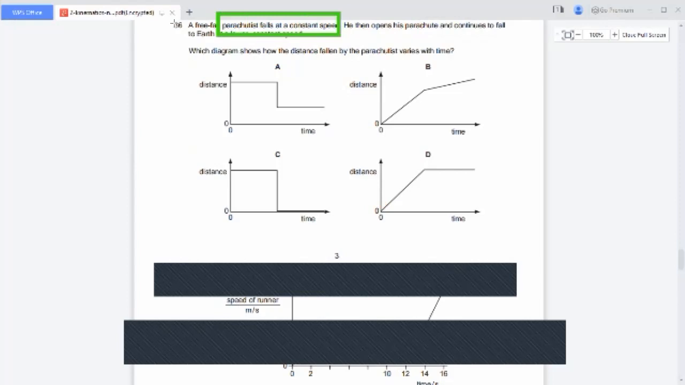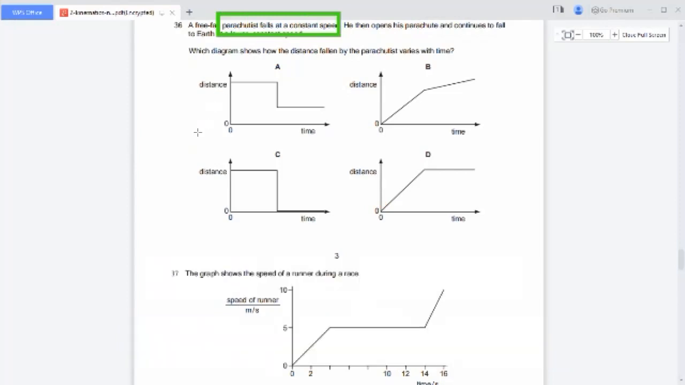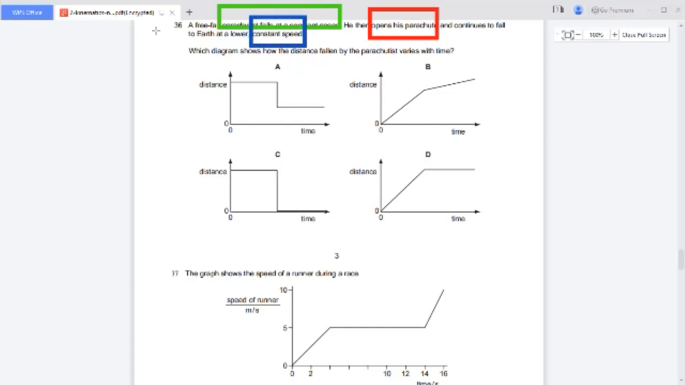This is the first part of the graph. The second part of the graph is when it opens the parachute. When it opens the parachute, its surface area increases and resistance increases, its velocity decreases. Now we have the third part. It continues to fall to the earth at a lower constant speed. So again the third portion is a constant speed.